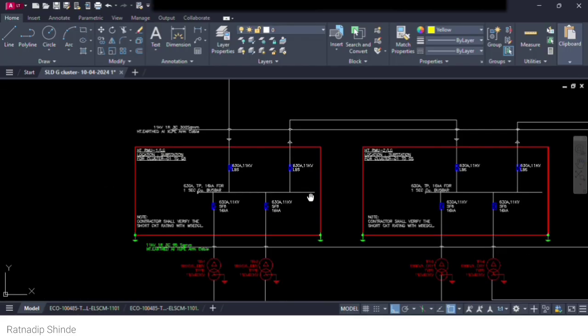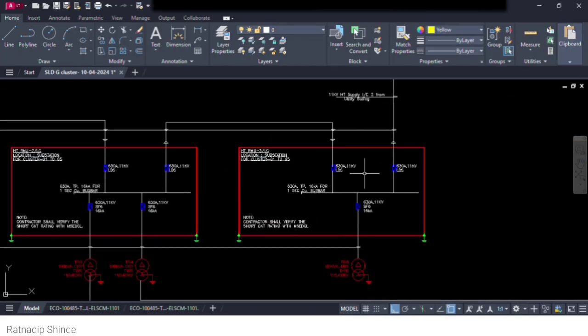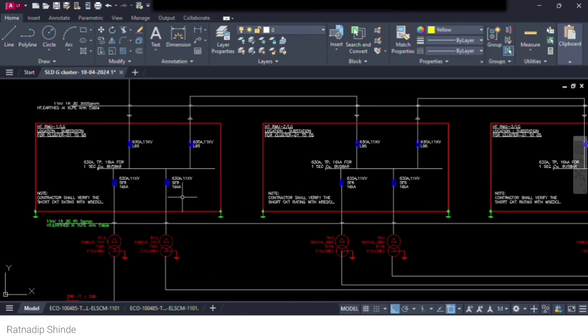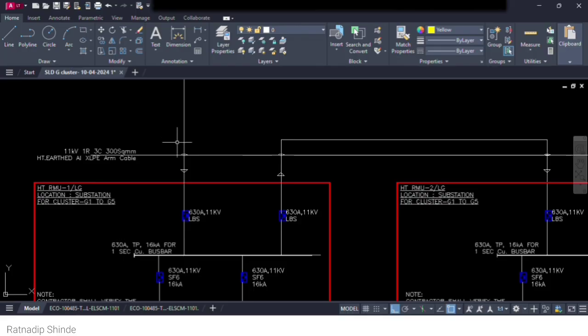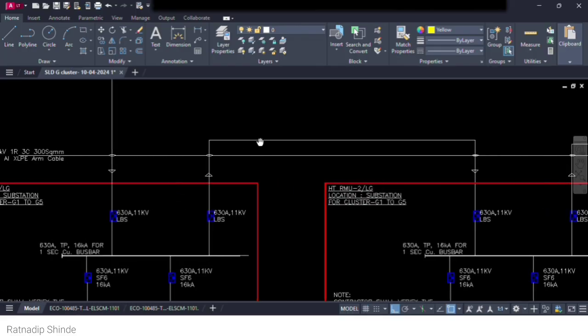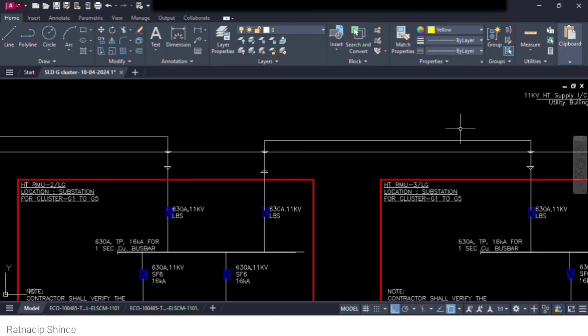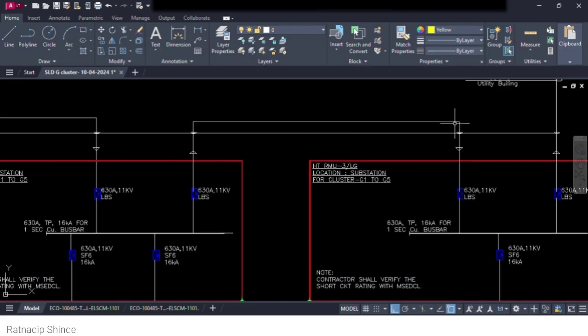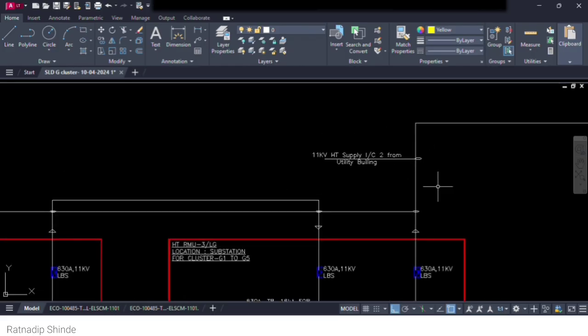Now we can see here RMU1, RMU2, and RMU3, and all of these are connected. This is the incoming supply to this RMU, and this is the outgoing of RMU1, which is the incoming for the second RMU. The outgoing of the second RMU is the incoming for the third RMU. And again it goes back to the source.